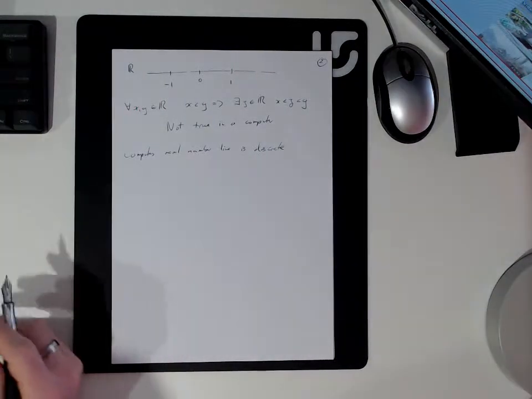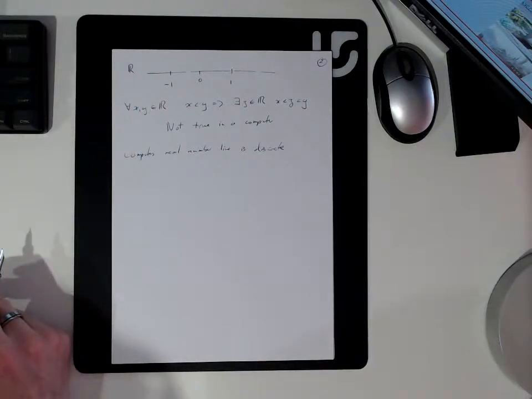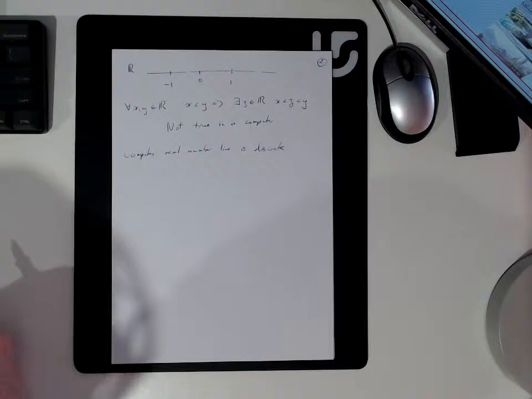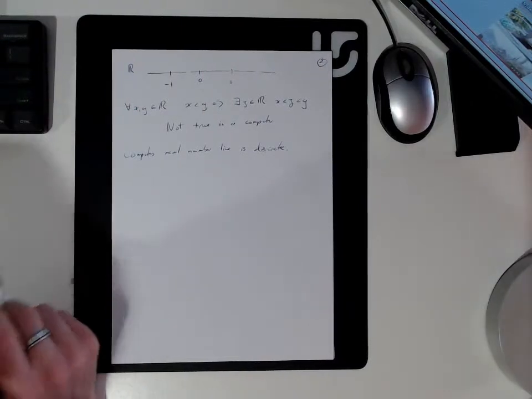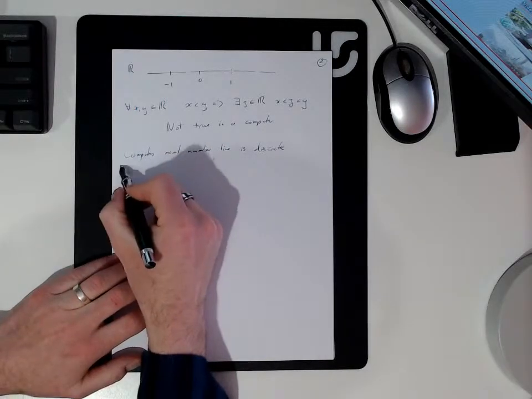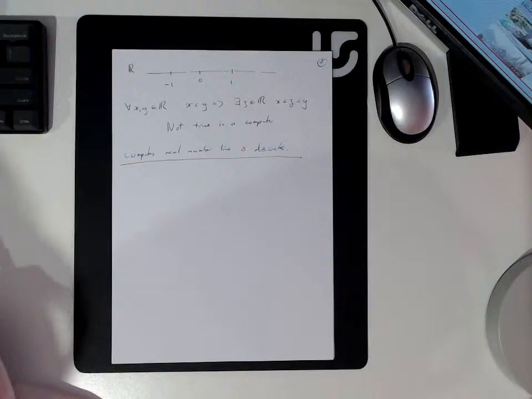So this is what I mean by computers cannot know all numbers exactly. There are some numbers that the computer is restricted to never knowing about. And there's a lot that can be said about numbers in computers, and I'm going to say a little bit about it.